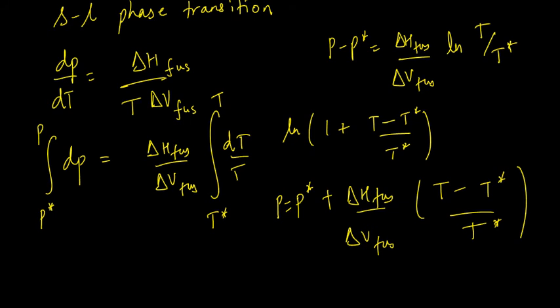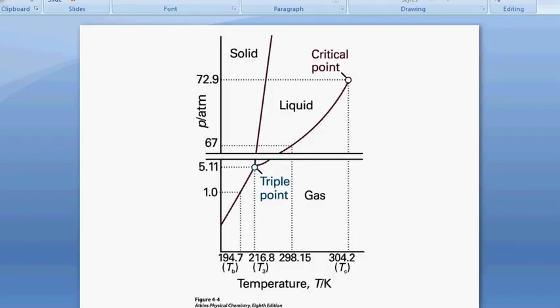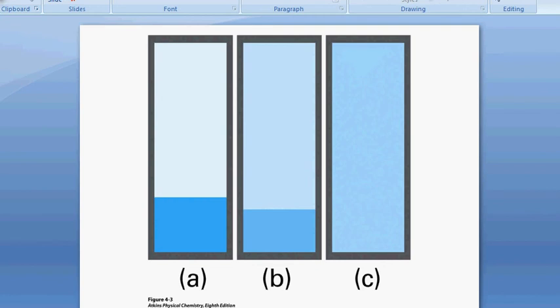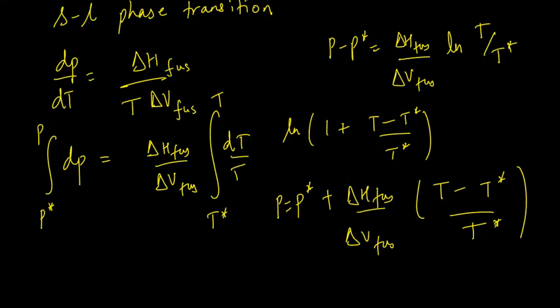So remember, for whatever you've seen till now, for example the more general one over here, this is more of a straight line. These two are a bit curved. So that explains why this solid liquid transition is more like a straight line equation. Okay, we could do the same analysis for a liquid gas transition.